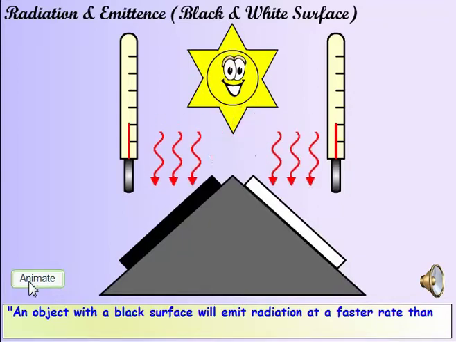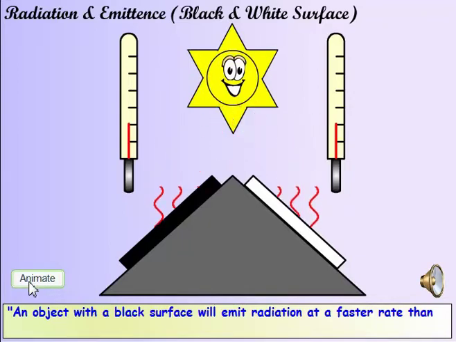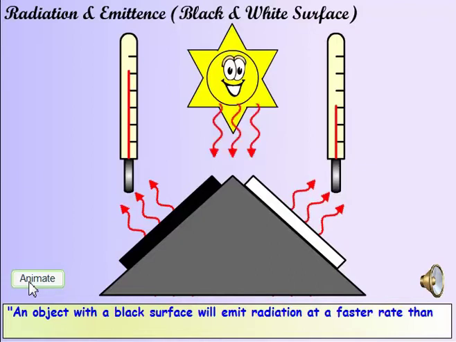A black body will also emit heat at a faster rate than the white body. A black body absorbs and emits heat at a faster rate than the white body. But in general, the rate of absorption is higher than the rate of emittance. That is why the temperature of a black body will be more than that of a white body.